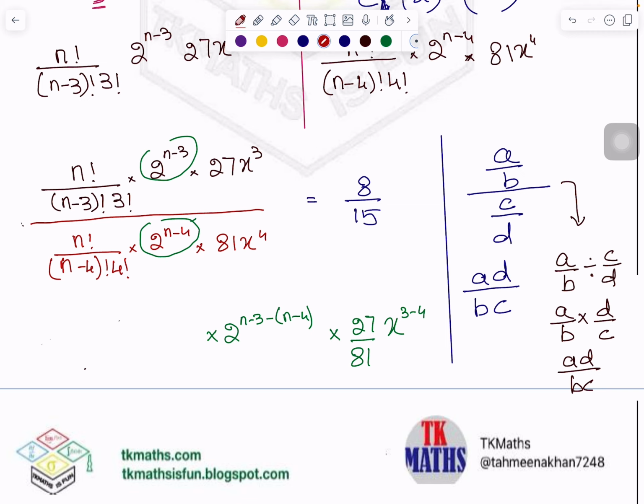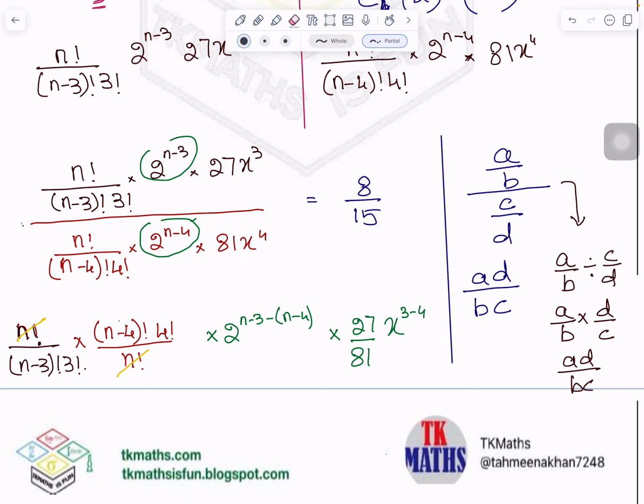So it will become n factorial divided by (n minus 3) factorial into 3 factorial. And this one changes into multiplication, so it will flip: (n minus 4) factorial into 4 factorial over n factorial. I hope you understood this. So this will cancel out now. Now I'm going to simplify. And what about 27 and 81? You can cancel it.